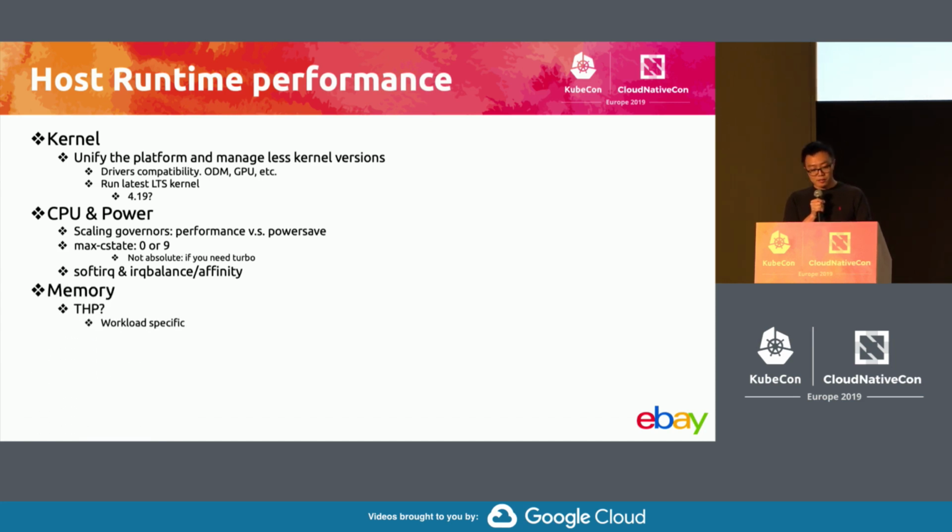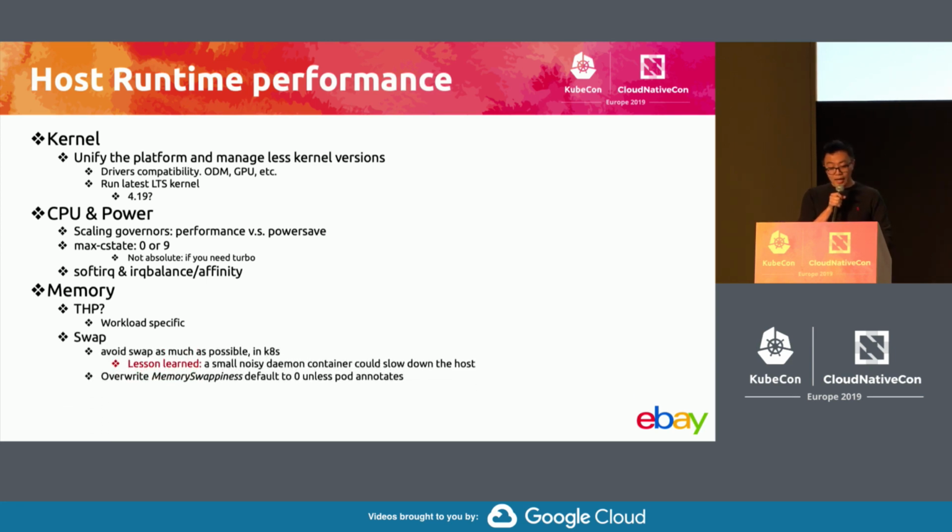And then the memory, there's a very common one about THP. Many of the database folks will warn you that THP is kind of buggy, but what we found is we actually get a lot of benefits from THP, especially for our search engine use cases. So it's pretty much workload specific. You always have to identify by yourself. And I do want to mention swap, because swap is one feature that we want to avoid for Kubernetes. One lesson learned is that we have a small noisy daemon set that actually runs on a box that has swap, and it has some sort of memory leak.